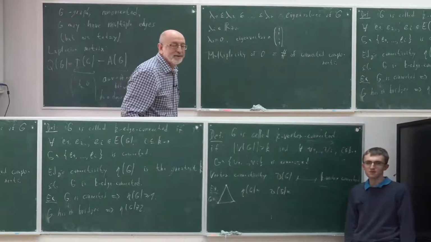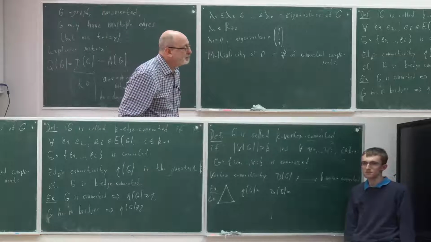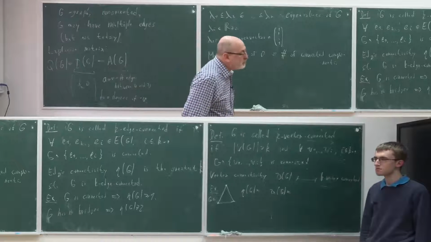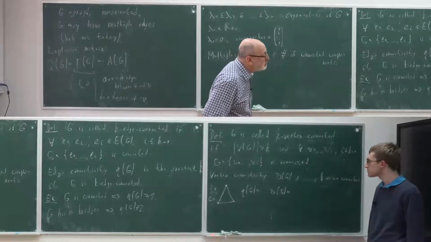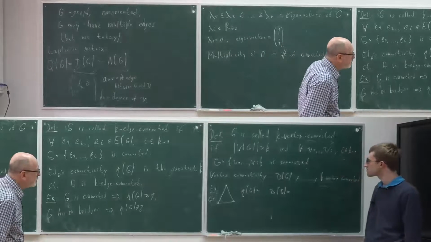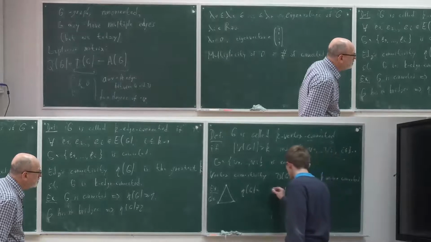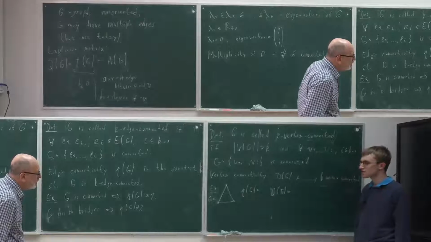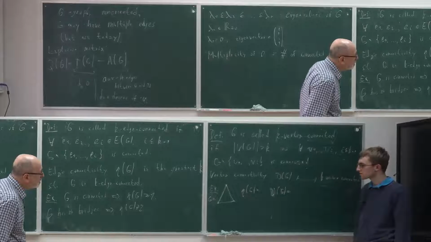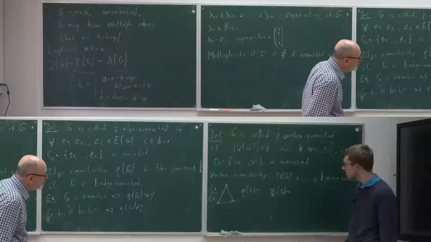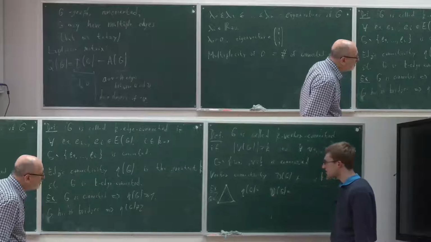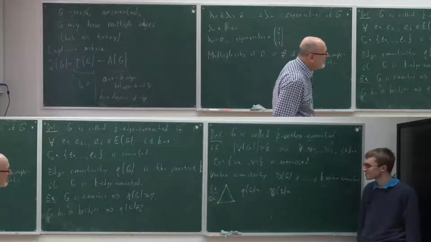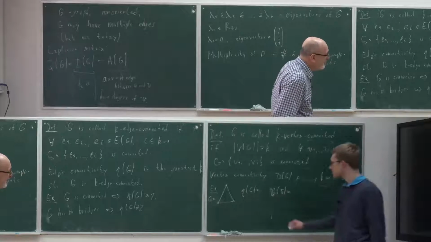Eta is 2, nu is infinity. What about infinity? So this is edge connectivity, this is vertex connectivity: eta and nu. This is a Greek letter, yes? It's nu. Okay. Eta is 2. Nu is infinity.